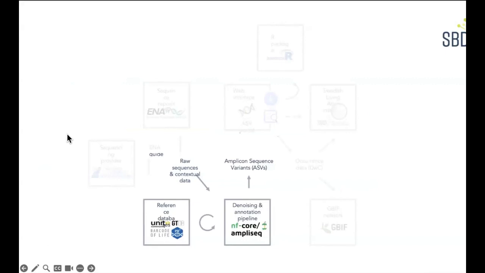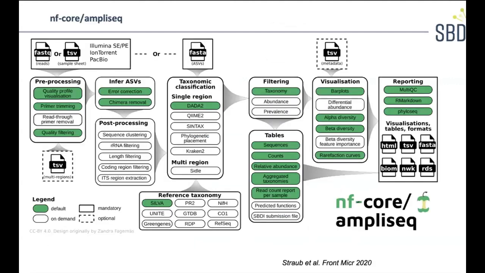Yeah, so for this, we recommend that you use the nf-core/ampliseq pipeline, but you can use a pipeline of your choice. The nf-core/ampliseq pipeline is co-developed by SBDI, and it has a lot of functionality for processing amplicon data. It covers pre-processing, inferring ASVs, and taxonomic classification, with a number of different tools for that, as well as a number of different reference databases. Then you get outputs in a lot of different formats, both standard tables, etc., but also visualizations of the data.